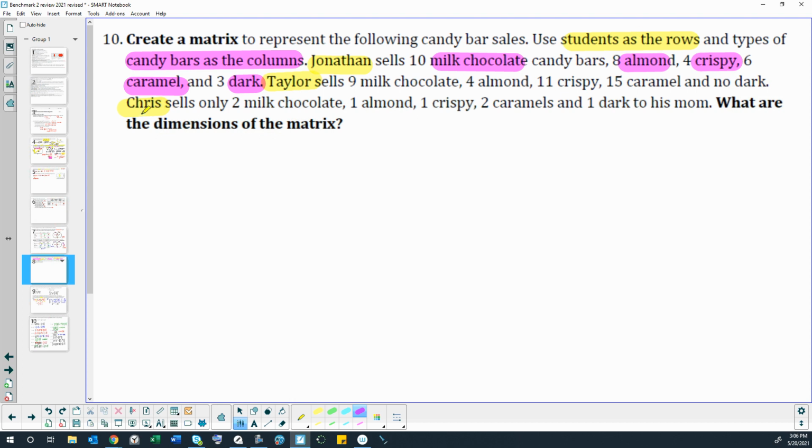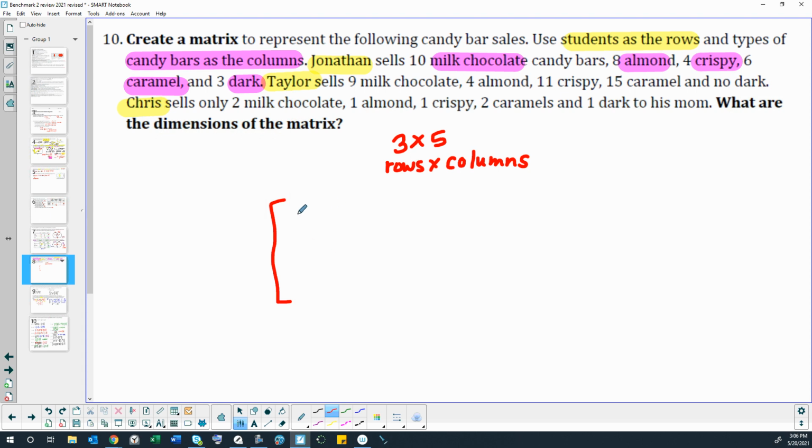So we have 1, 2, 3 rows, and 1, 2, 3, 4, 5 columns. So this should end up being a 3 by 5 matrix, 3 rows by 5 columns. Okay, so I'm going to just try and start with a bracket big enough for that.